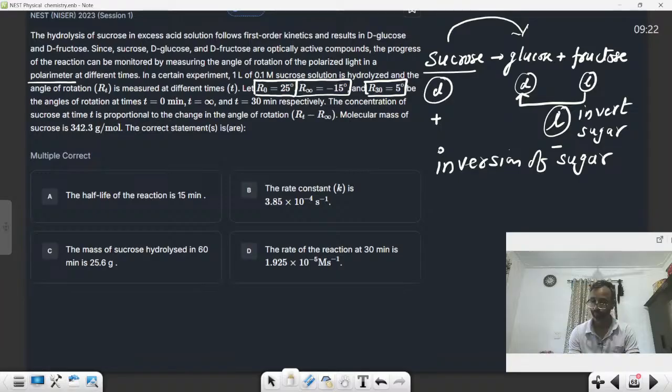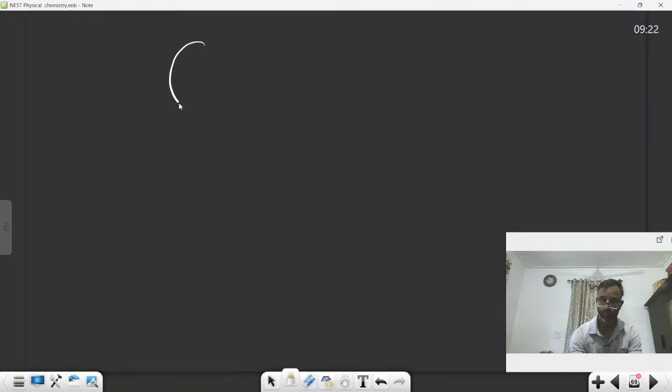Now, this is the reading. Initially it is 25 degree.